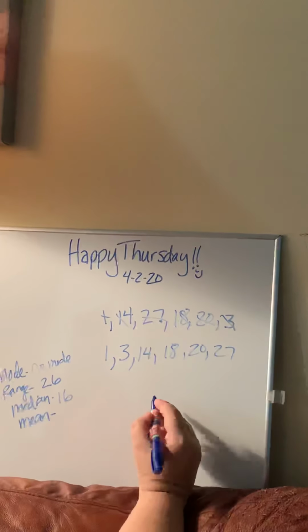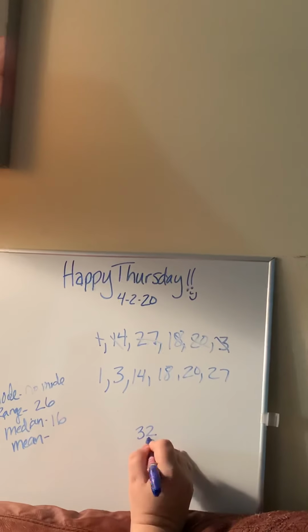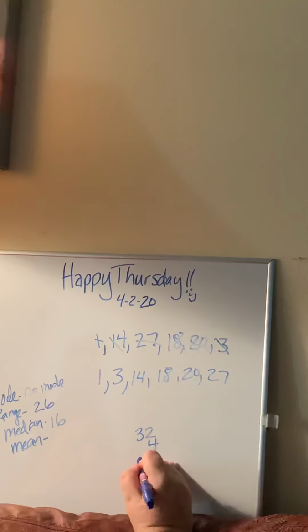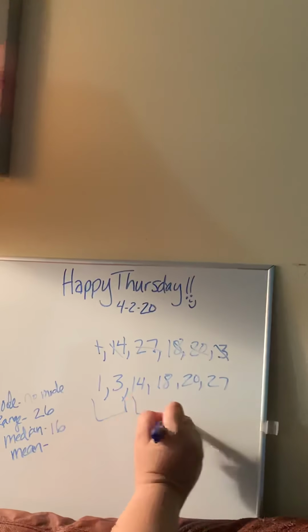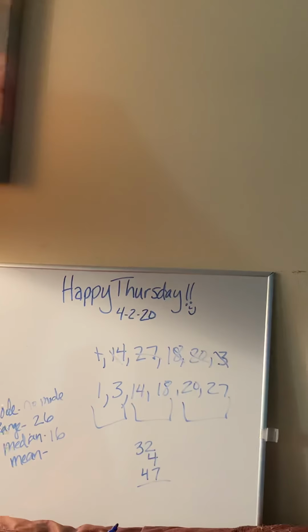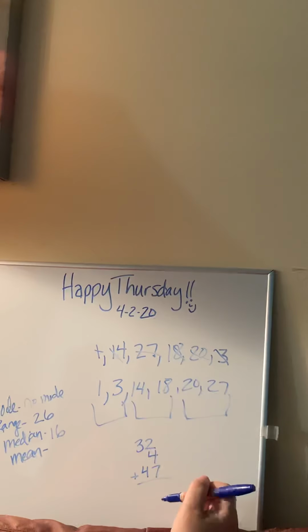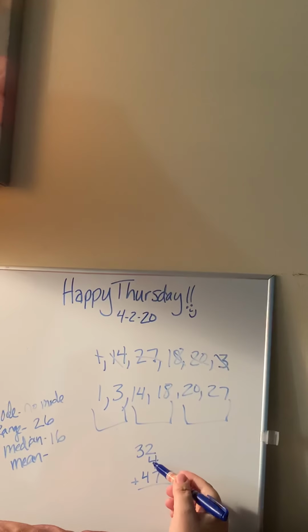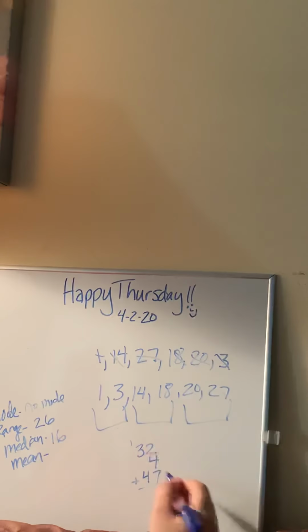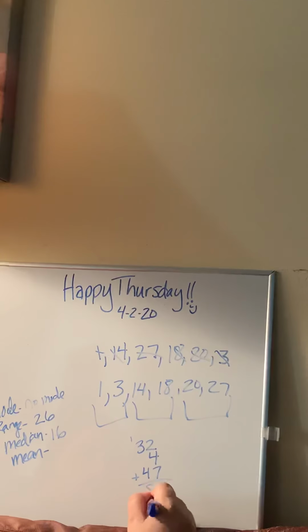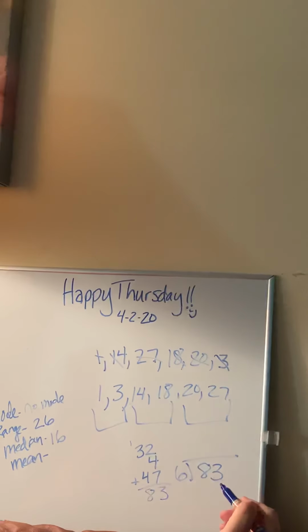Well, we already added 14 and 18 together and got 32. 1 plus 3 gives me 4, and then 20 plus 27 gives me 47. Okay, so all I did was I chunked that information into 3 numbers instead, right? Just add them all together. 32 plus 47 is 79, plus 4 is 83, and we divide it by 6, okay?